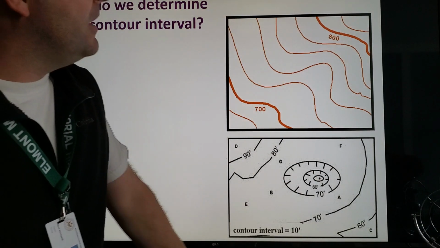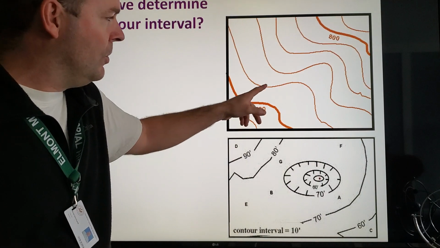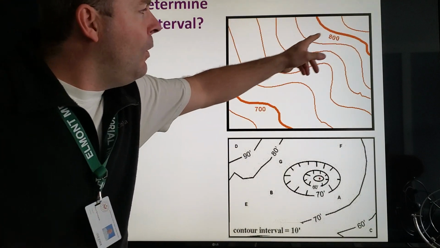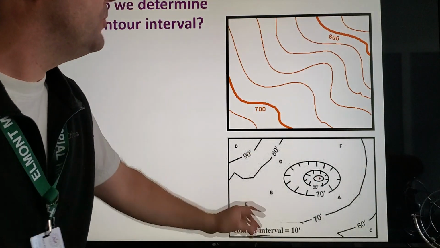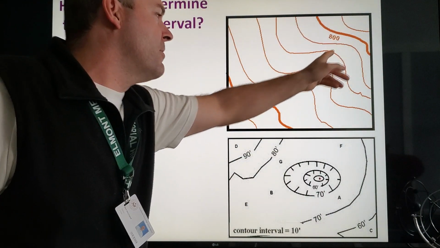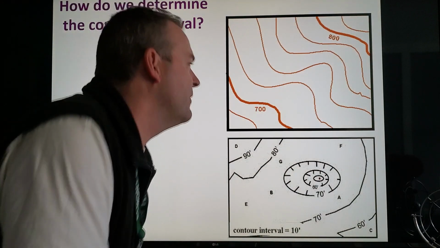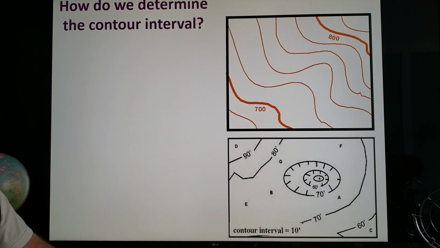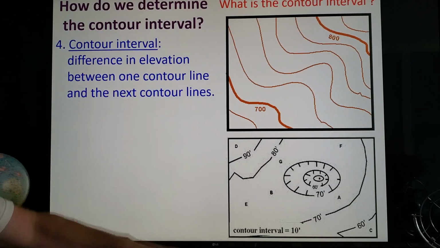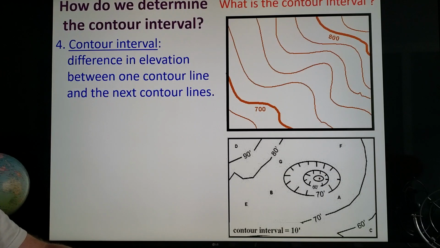And you have to say to yourself, all right, how many lines are in between? So you go 1, 2, 3, 4, 5, right? You have 5 lines in between 700 and 800. So you would subtract: 800 minus 700 is 100, divided by that 5, and of course you would get 20. Okay? The interval is the difference in elevation, the change in elevation from one contour line to the next.